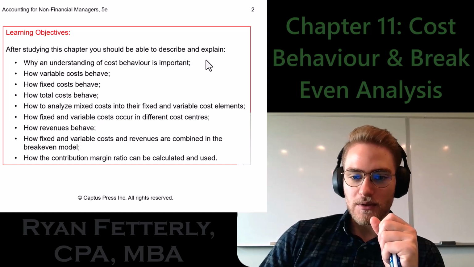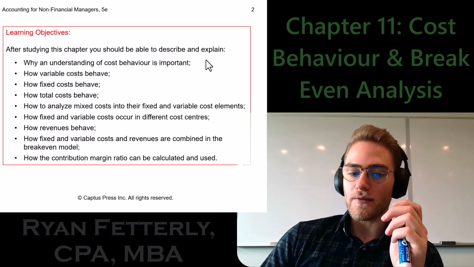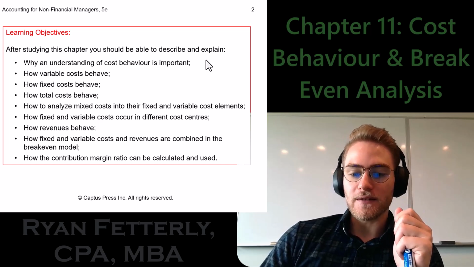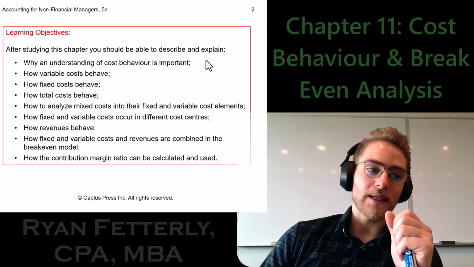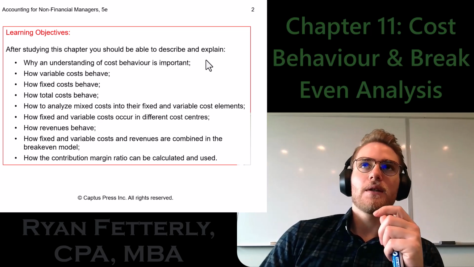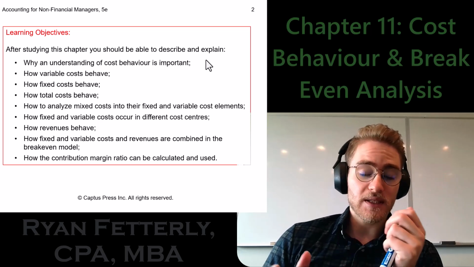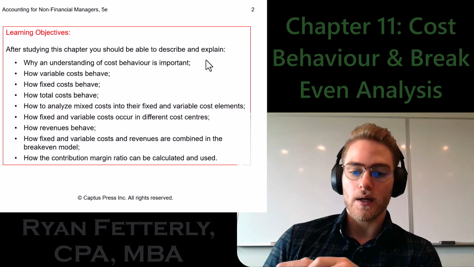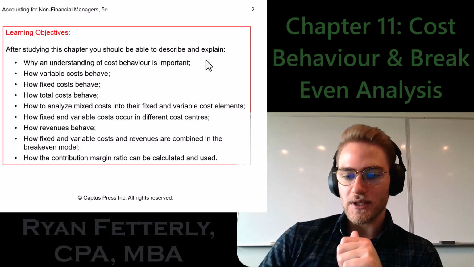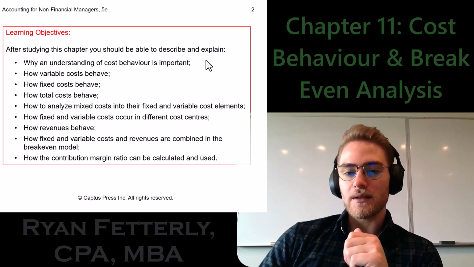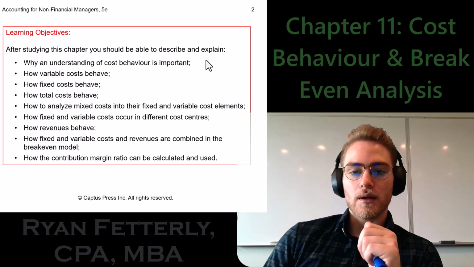We're also going to talk about how fixed and variable costs occur in different cost centers, how revenues behave, and how fixed and variable costs and revenues are combined in a break-even model to determine at what point our profit is zero, which means we have covered our fixed costs with our revenue less our variable costs. That is known as our contribution margin, and how we must calculate this and use this for the purposes of doing analysis on our operations.